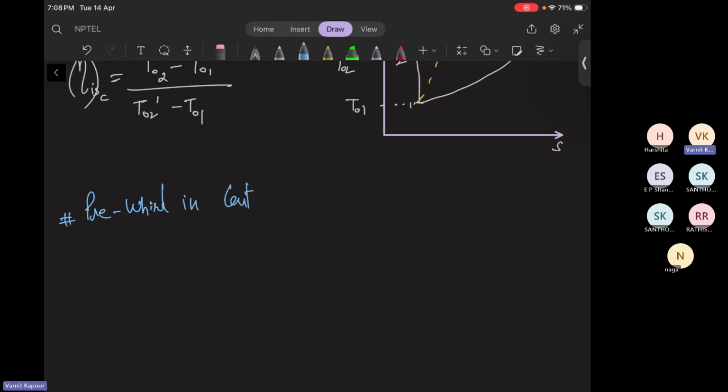So far, we have not come to the axial flow. We are dealing with the centrifugal compressor. Rotary compressors have two types, centrifugal and axial flow.